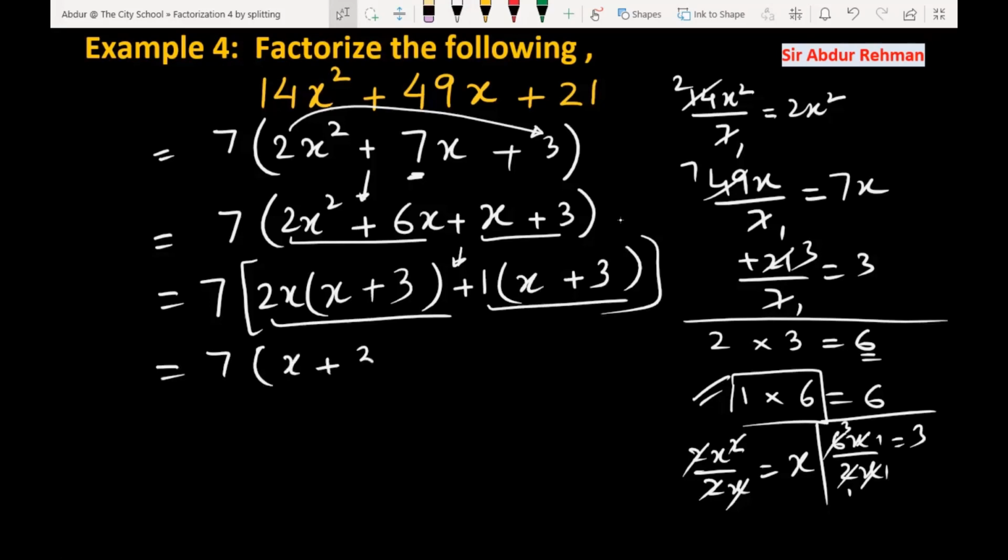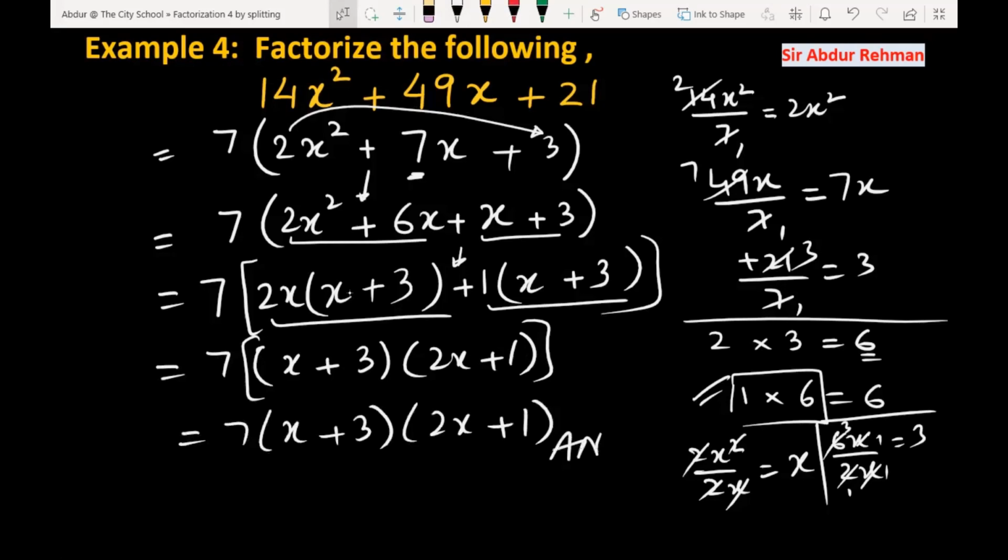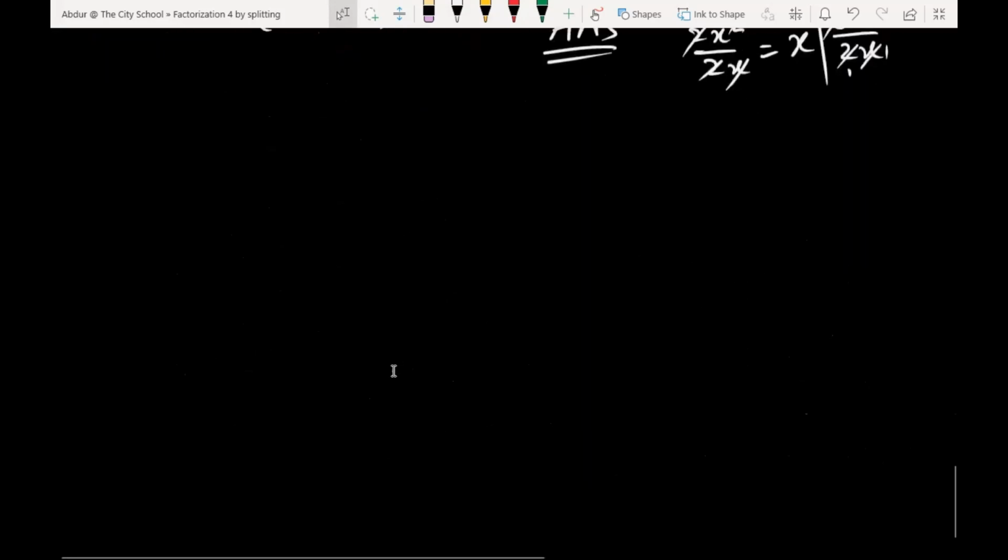2x plus 1 times x plus 3. And don't try to multiply 7 with any bracket, because you have to show this polynomial in the product form as factors. So your final answer will be 7 times x plus 3 times 2x plus 1. So the next part is, there is a question here.